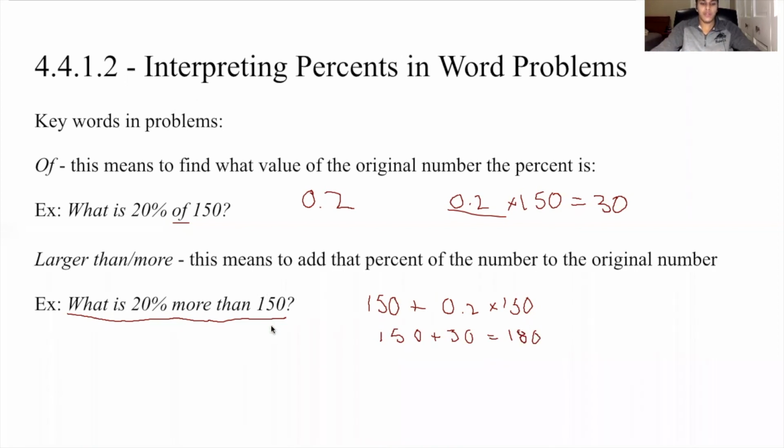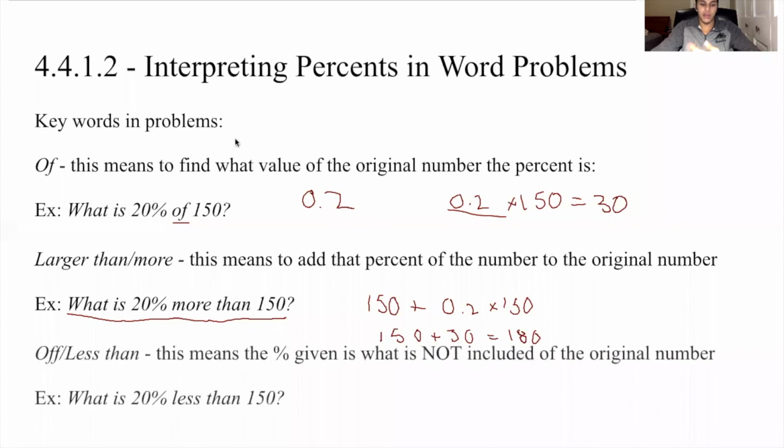And then the final keyword that you need to know is going to be "off" or "less than." And we use the word less than most of the time, which means, well, it means less than, but the reason we would use the word off is if we're talking about some type of discount. So this means that the percent given is what is not included of the original number. It's kind of the opposite of the word "of."